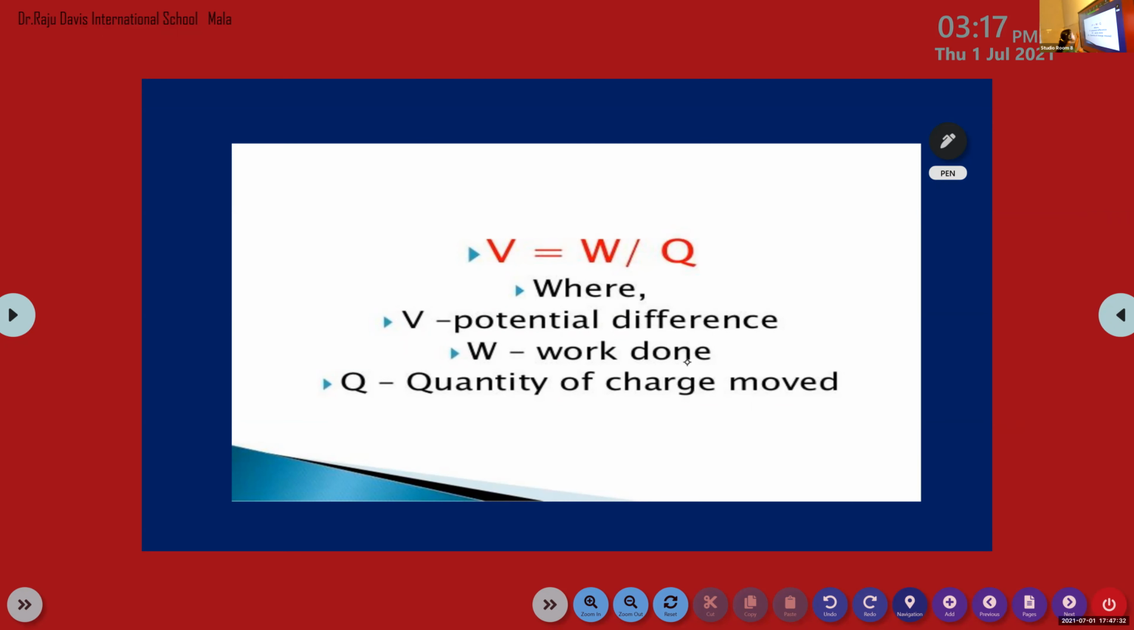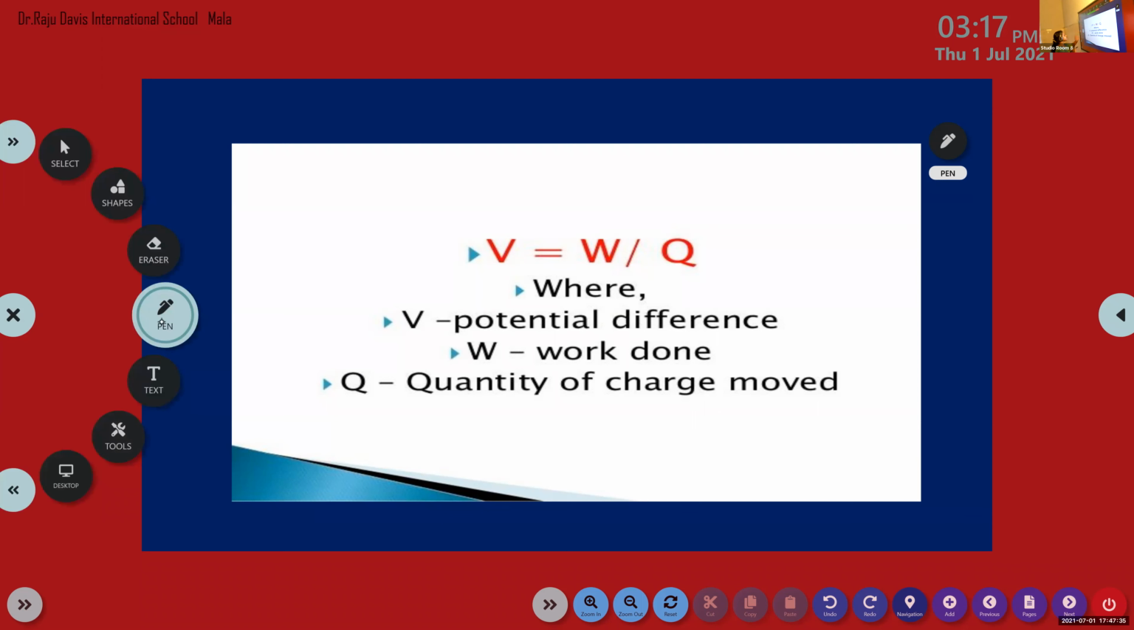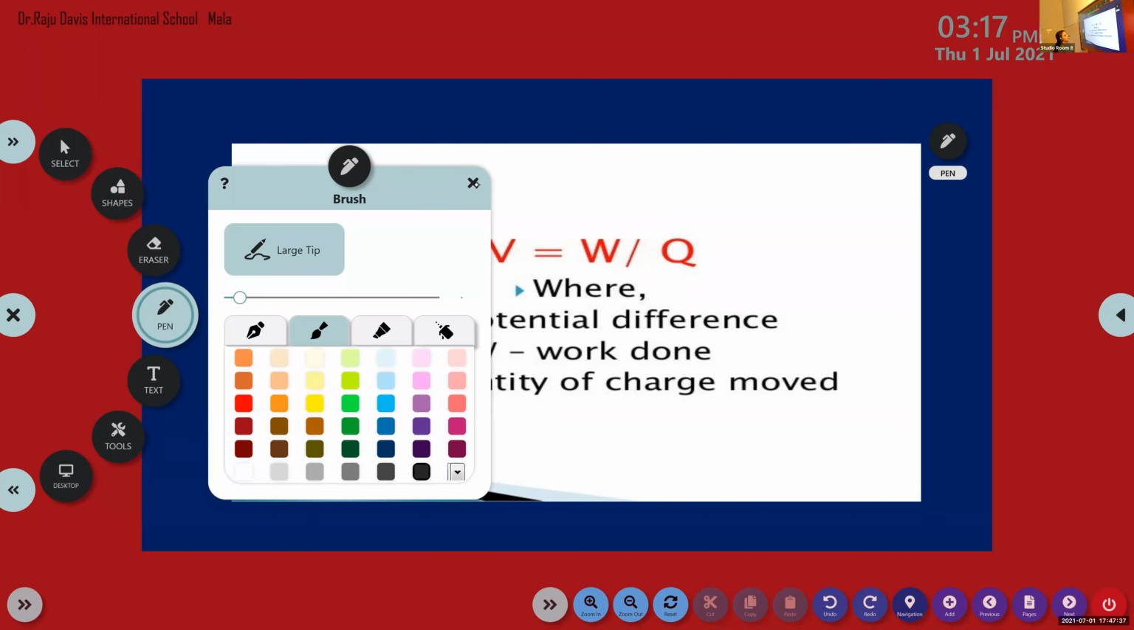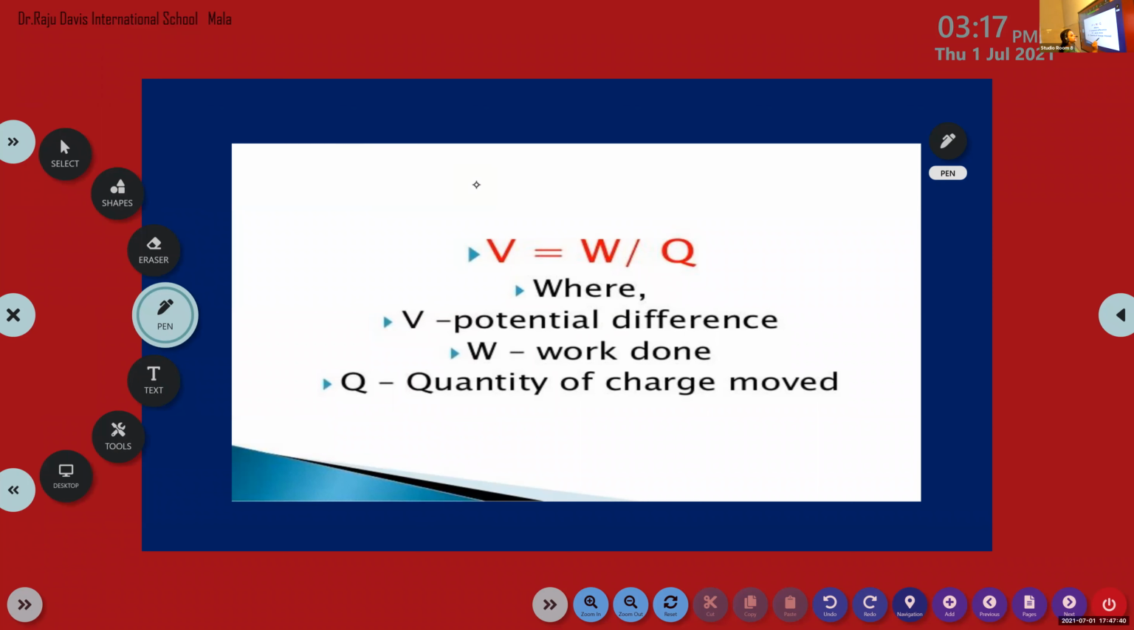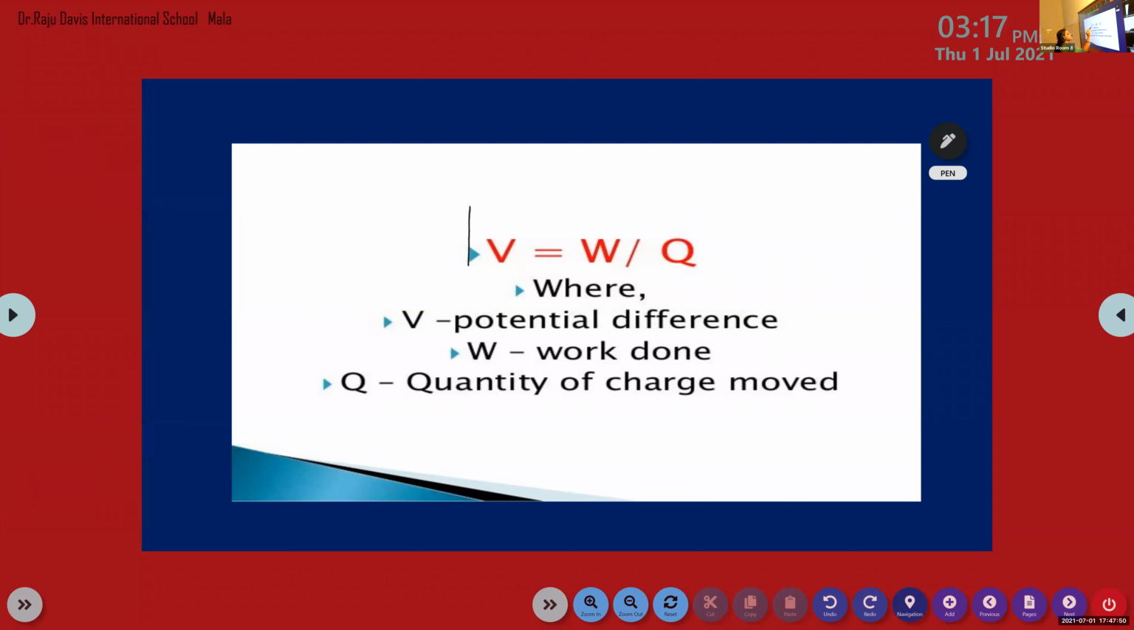It is the amount of work done to carry the charge. And Q is the quantity of charge moved from one point to another point. So the mathematical equation for calculating the potential difference or voltage is V is equal to W by Q, where V is the potential difference or voltage, W is the amount of work done, and Q is the quantity of charge, or in simpler terms you can say it is the charge.